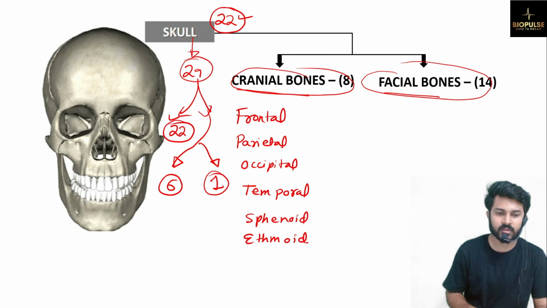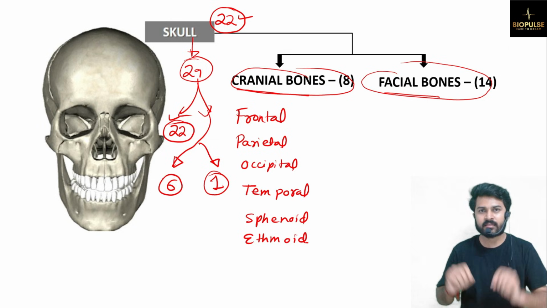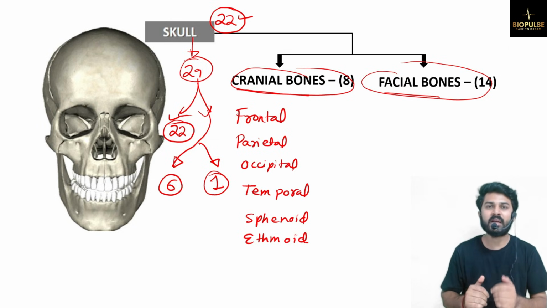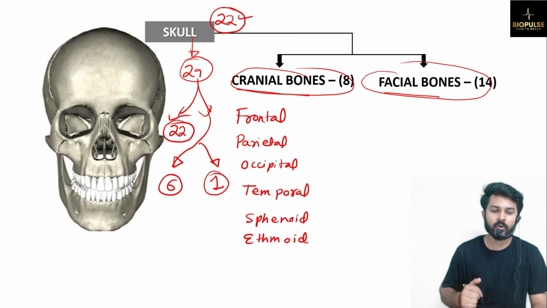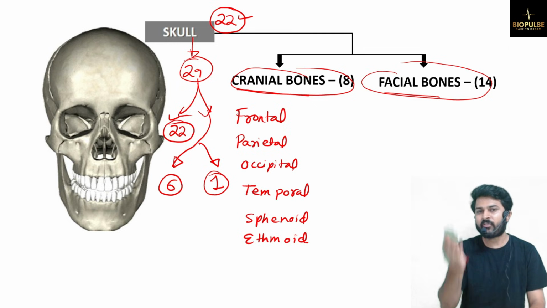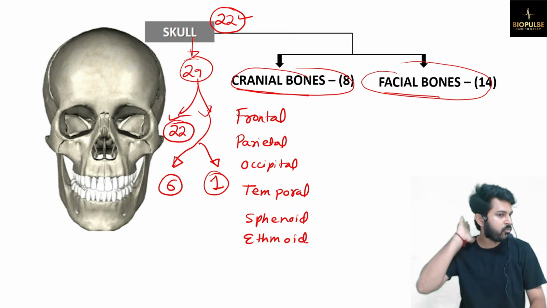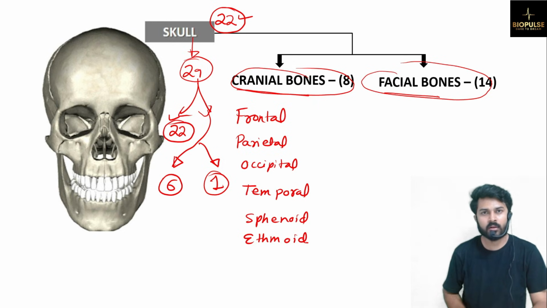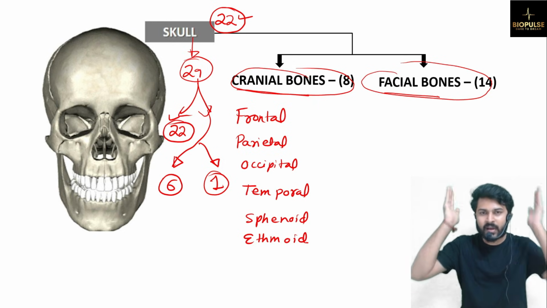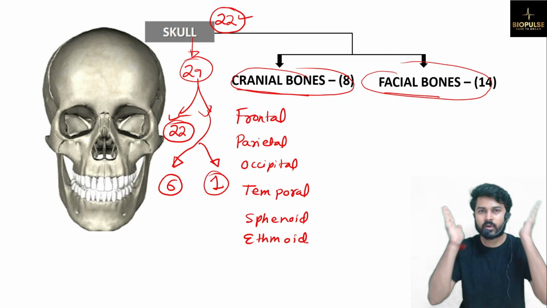These are the bones. Just remember the dance classes. Like your dance teacher will be telling you 1, 2, 3, 4. 1, 2, 3, 4. Correct. So I'll be telling you 1 frontal, 2 parietal, 1 occipital, 2 temporal. Okay. 1 frontal, 2 parietal, 1 occipital, 2 temporal.